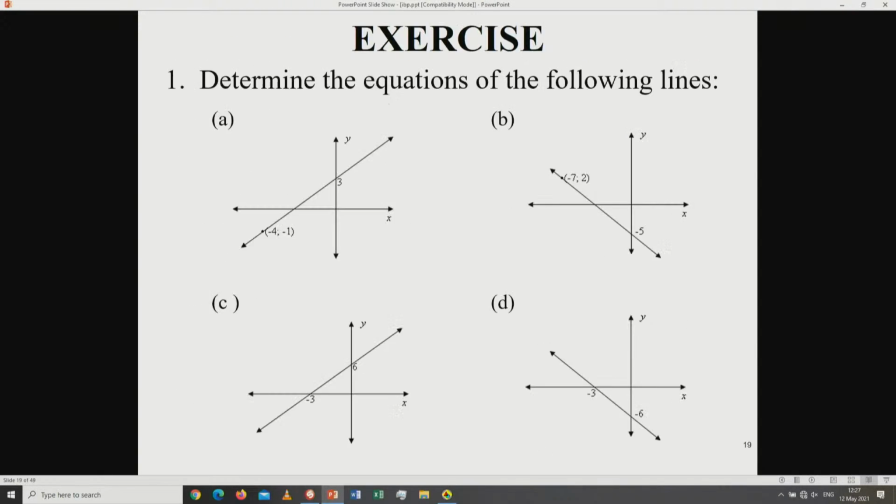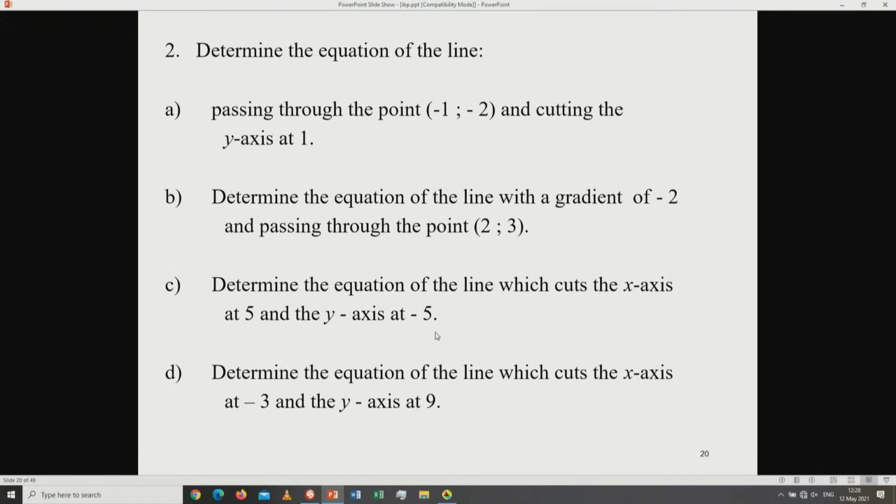Right, please do the others. I did A, then you can now do B, you can now do C as well as D. Right, that was the linear. Guys, you can also do number 2. It says determine the equation of the line passing through that point. I would leave it like that so that we're able to copy the questions.